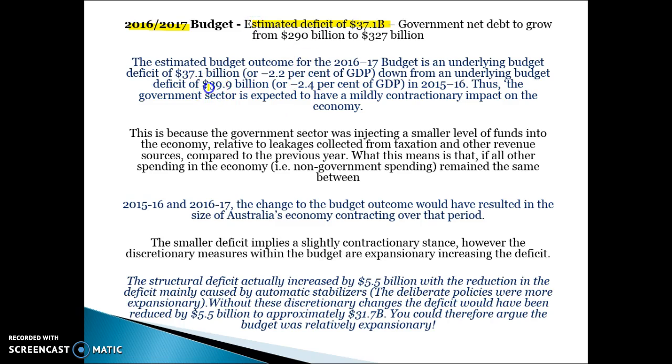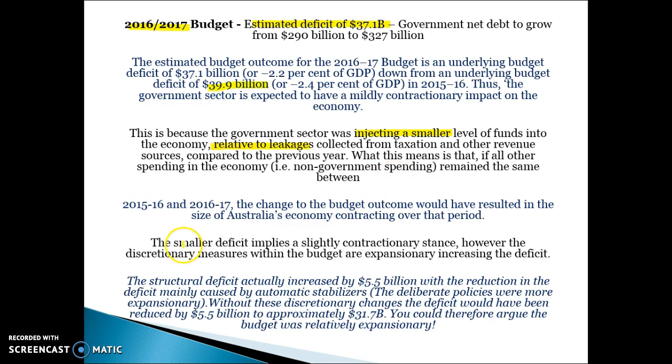which was slightly less than the year before, which was $39.9. So because it's a slightly smaller deficit, and these are the exact words you want to use, there's a smaller gap between the amount of injections relative to leakages. So there's a smaller gap between injections relative to leakages, which means that the budget is considered mildly contractionary. Whenever we have a smaller deficit, it's considered mildly contractionary because there's a smaller gap between injections and leakages, and therefore potentially it can have reduced the level of aggregate demand in the economy.